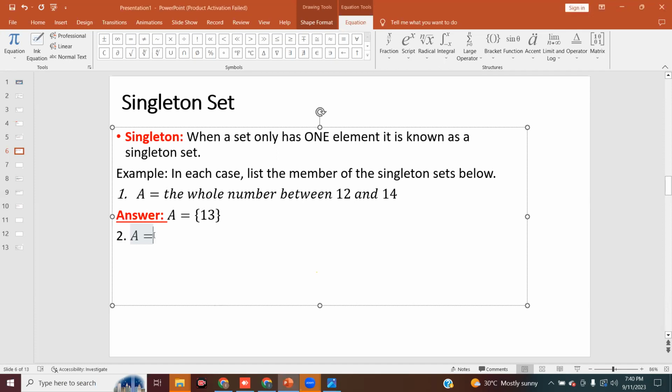I have a question. The set, because we're looking at the whole number between 12 and 14. What is the whole number between 12 and 14? Okay, I get it now. You get it? You sure you get it? Yes, sir. Okay.